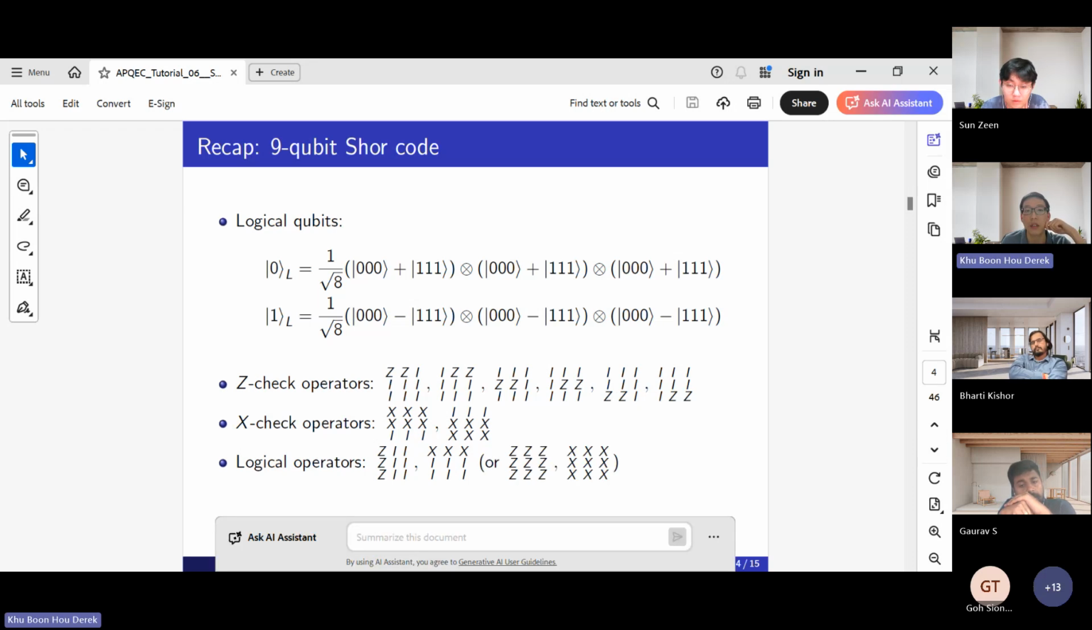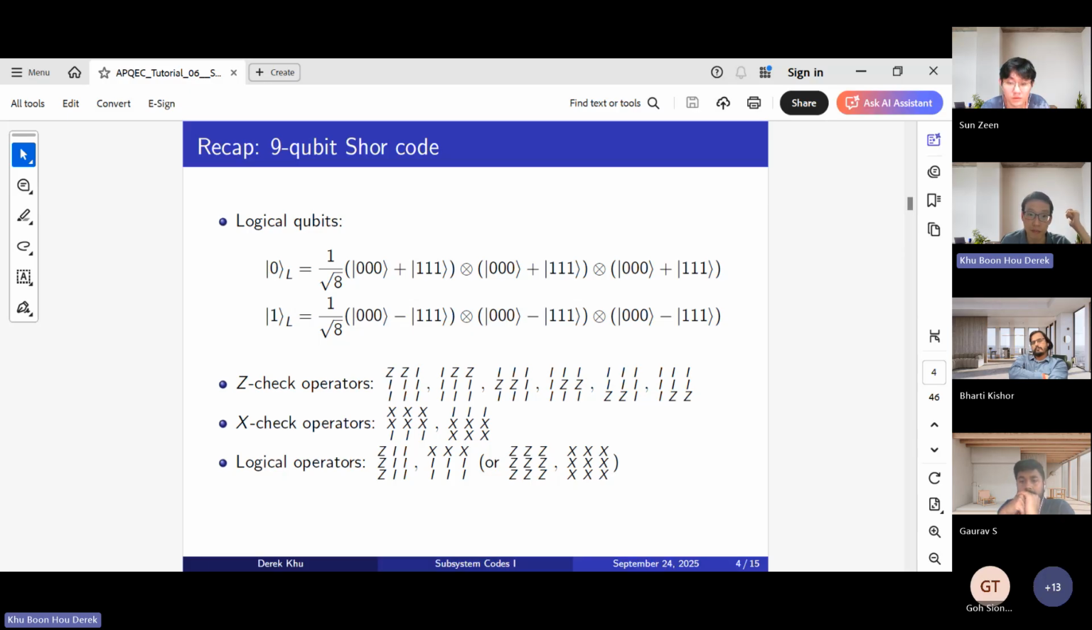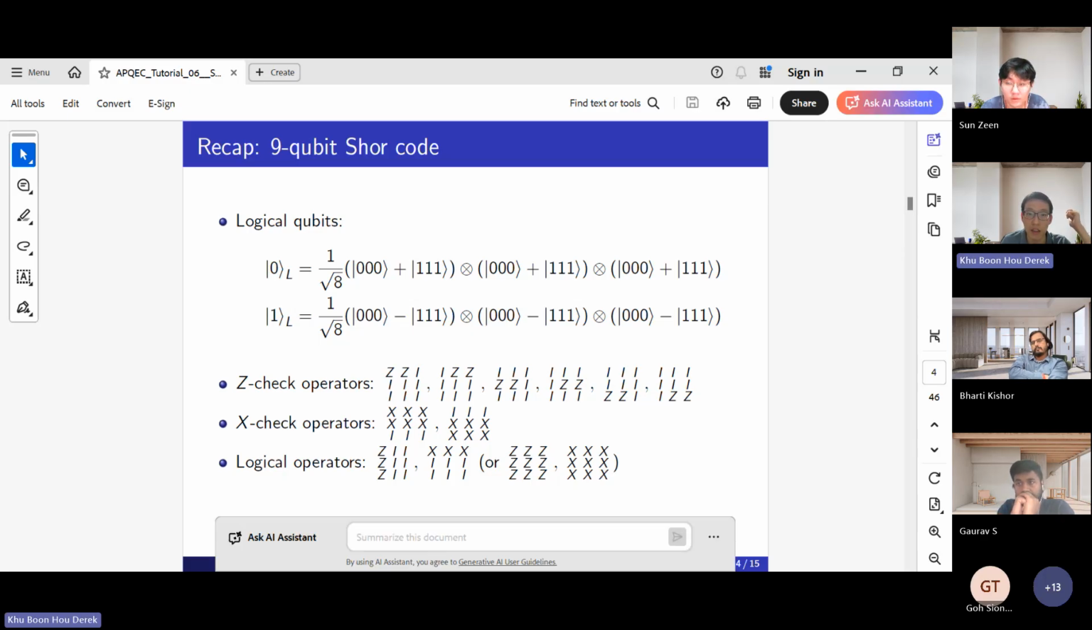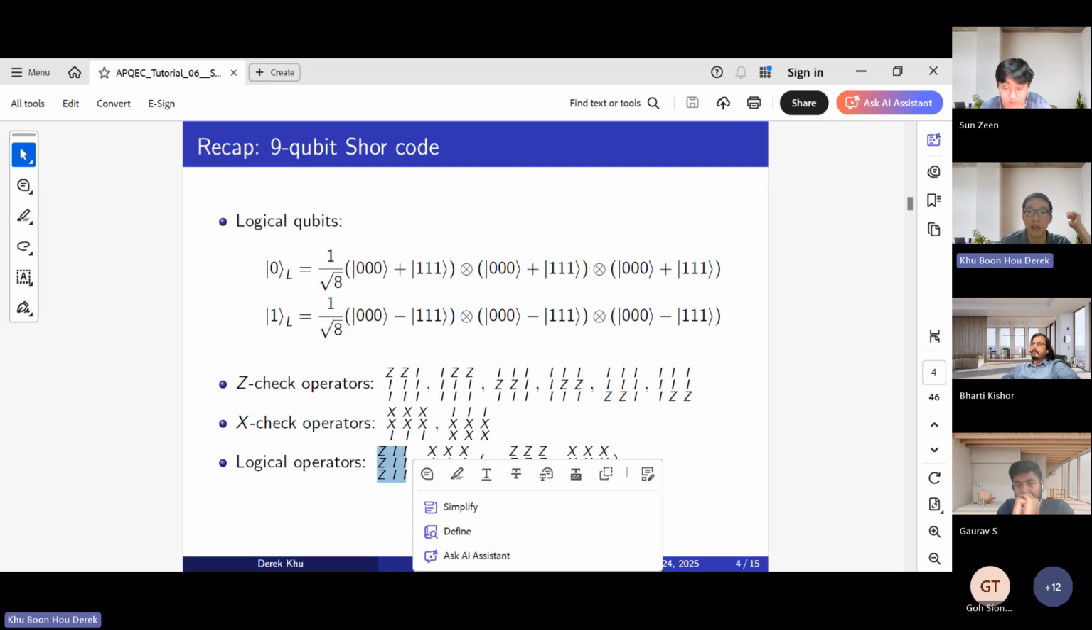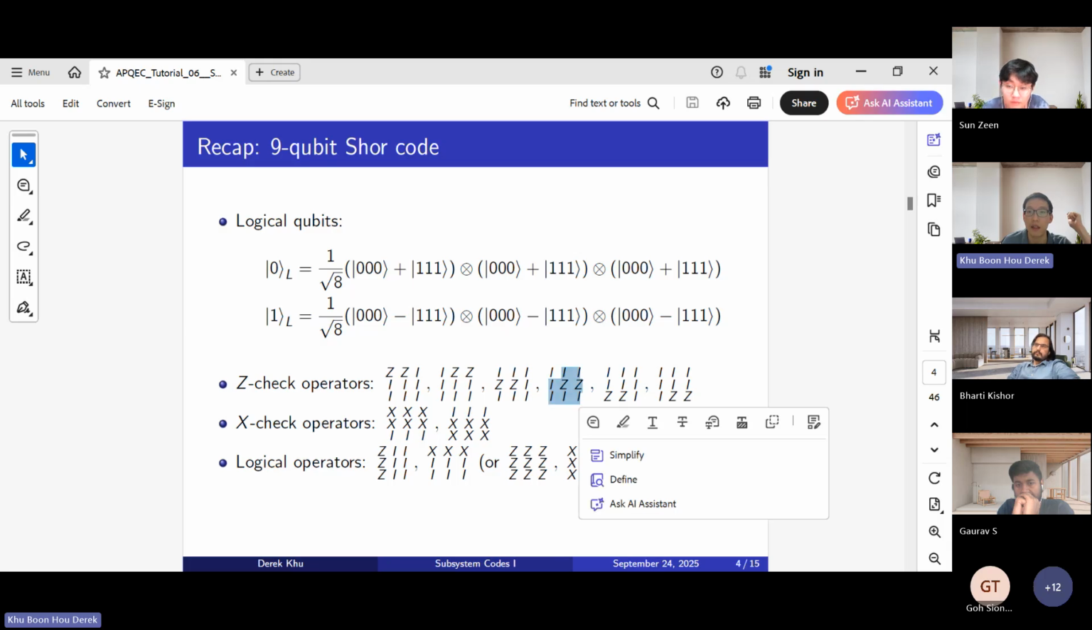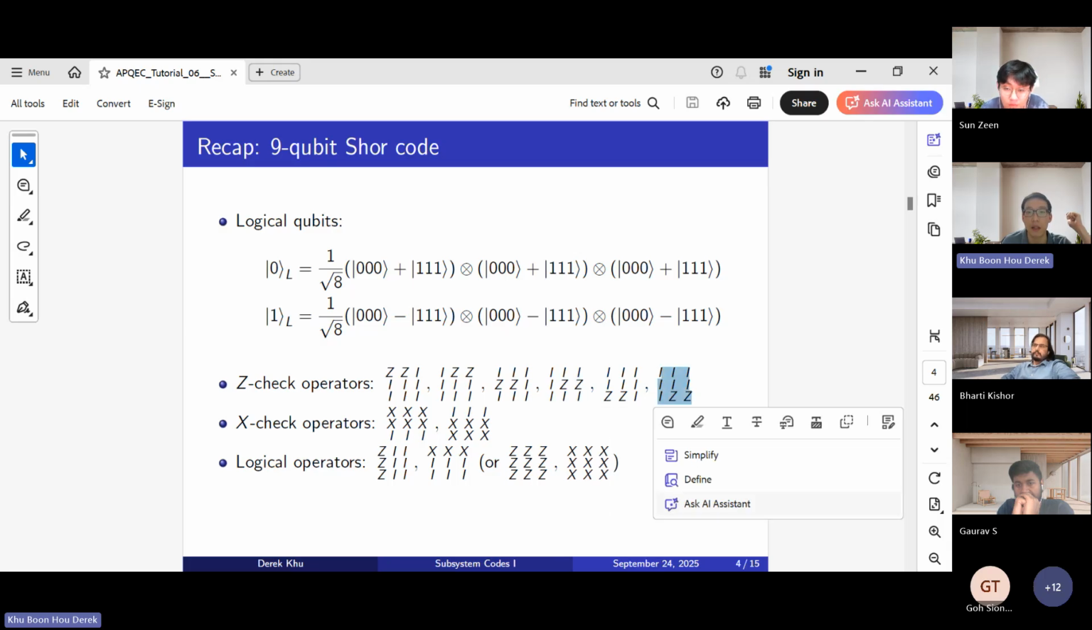And also you could just do this, which is also a valid logical Z operator and a valid logical X operator. For example, over here, a logical operator doesn't change when you multiply by a check operator. So you could multiply, say, this check operator by this guy, and this guy, and then you see that you get this guy. And the same for this guy.